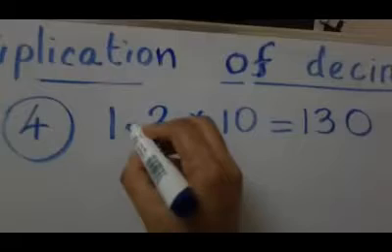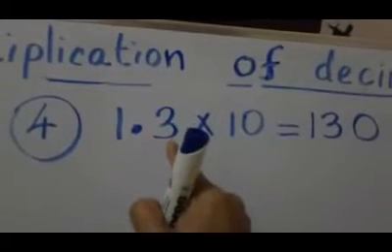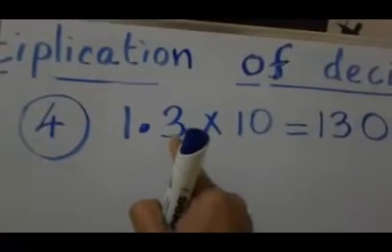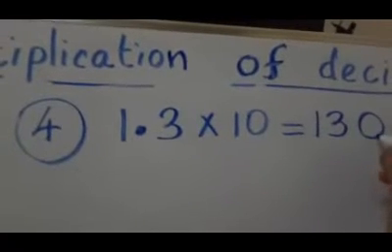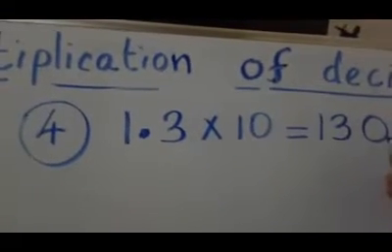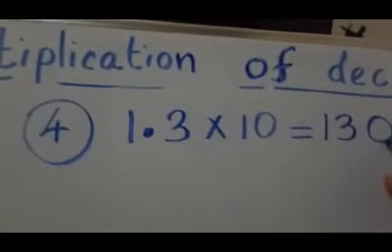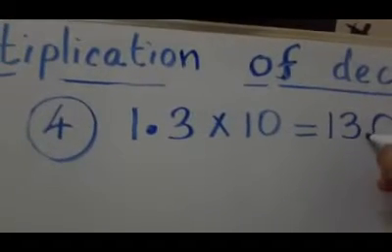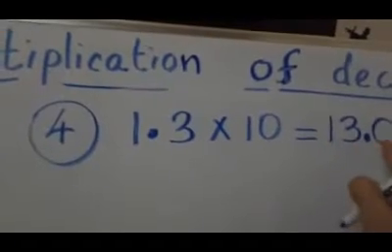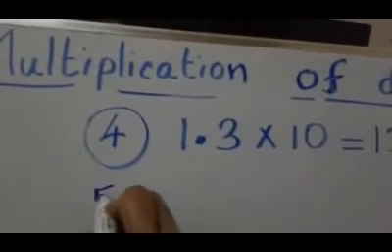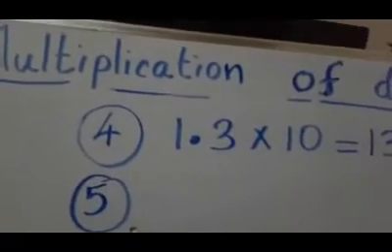Now after the decimal to the right side, how many places? Only one place. You can see one number. So from this place you have to move towards the left. So from the right part only one place, then put a decimal. So you will get 13.0. Let's go to another example.